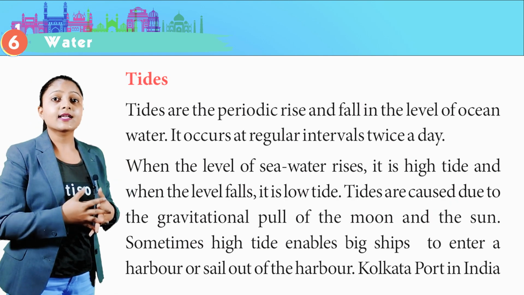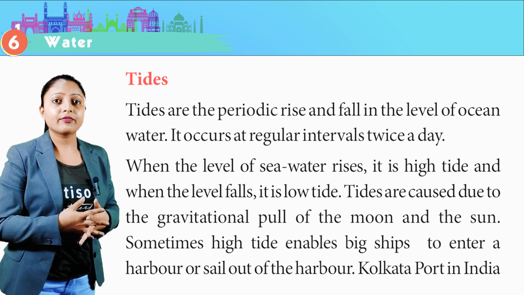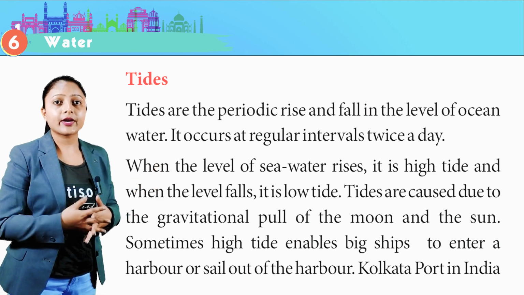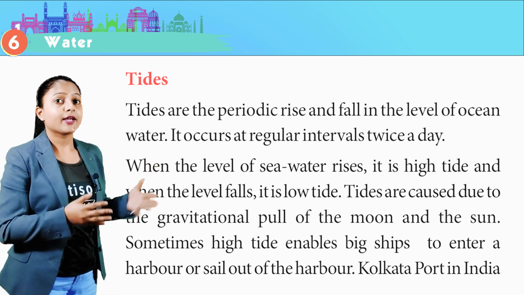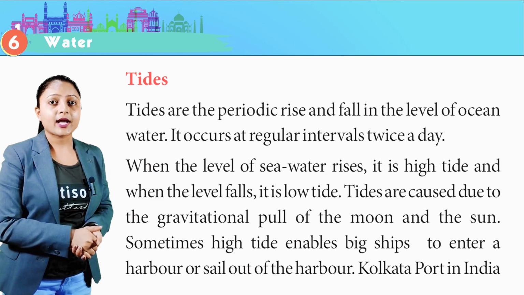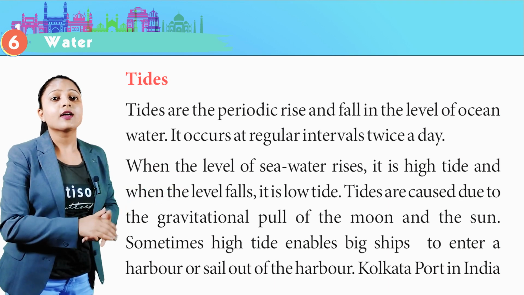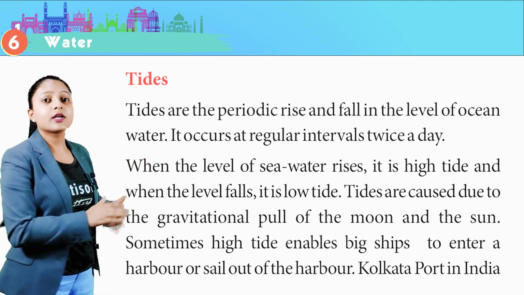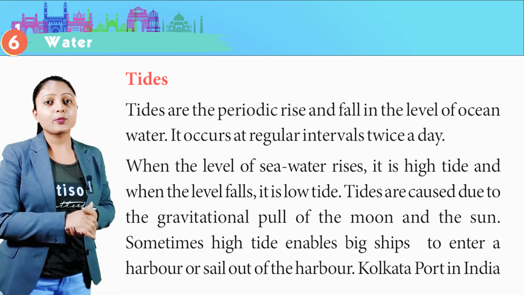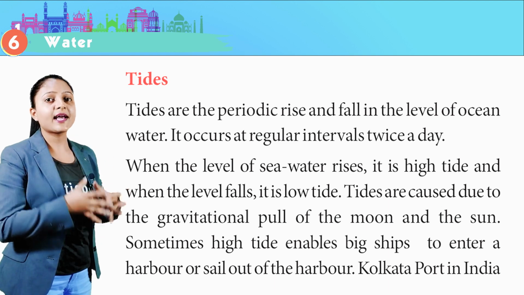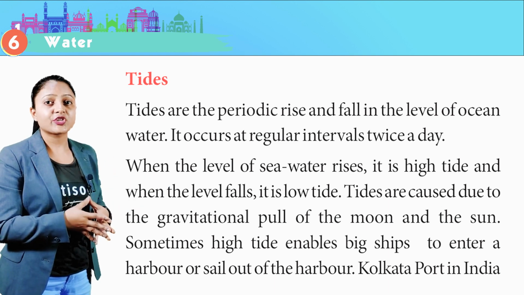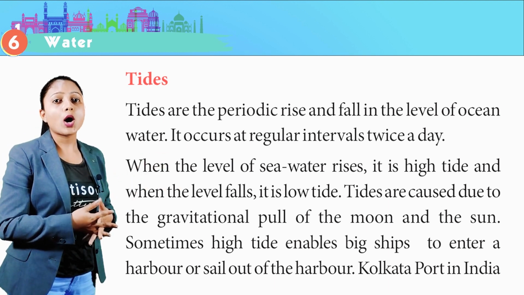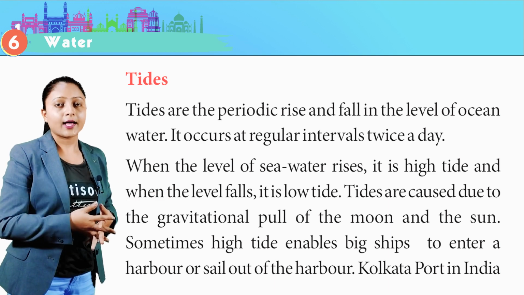Tides. Tides are the periodic rise and fall in the level of ocean water. It occurs at regular intervals twice a day. When the level of sea water rises, it is high tide, and when the level falls, it is low tide. Tides are caused due to the gravitational pull of the moon and the sun. Sometimes high tide enables big ships to enter a harbor or sail out of the harbor.